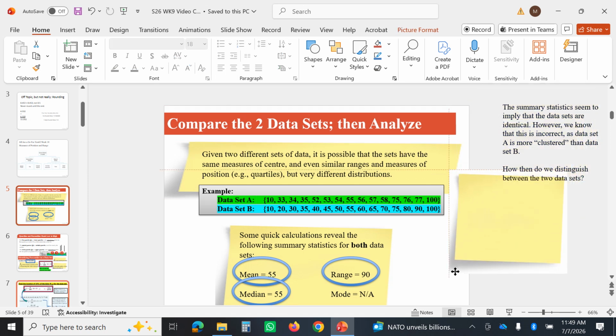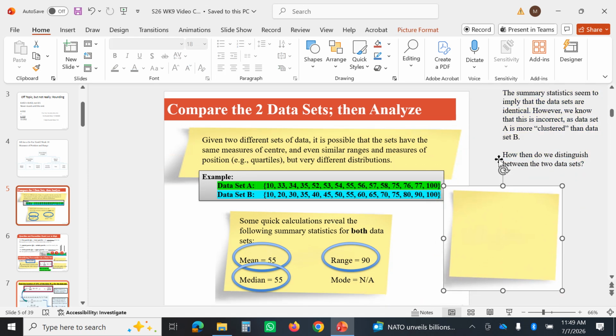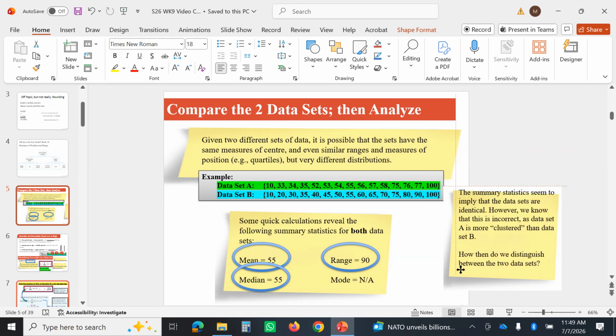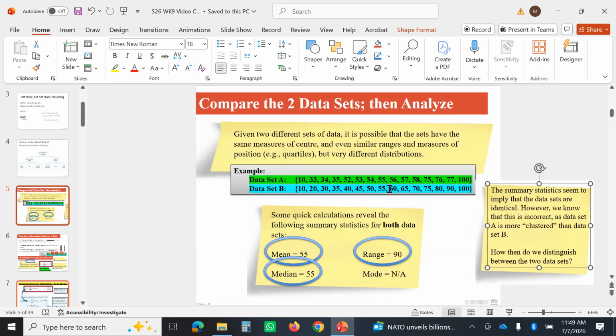I always like to tinker with my slides, but have a look here. The summary statistics seem to imply that the data sets are identical, right? Same mean, same median, same range. However, we know that this is incorrect. We're going to break these two down, and I'm going to show you how different they really are.